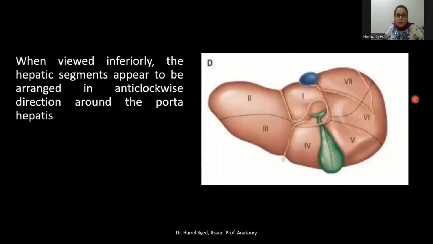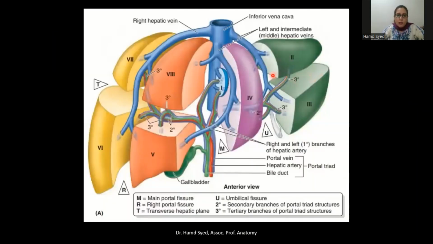So if we look back at this diagram over here, you can see that here are the hepatic veins, the 3 main hepatic veins. You can see the right hepatic vein, this here is the middle, and this here is the left hepatic vein. So these are the 3 main veins of the liver, left, middle, and right. And they are running within the planes which are subdividing the liver into these sectors and segments.